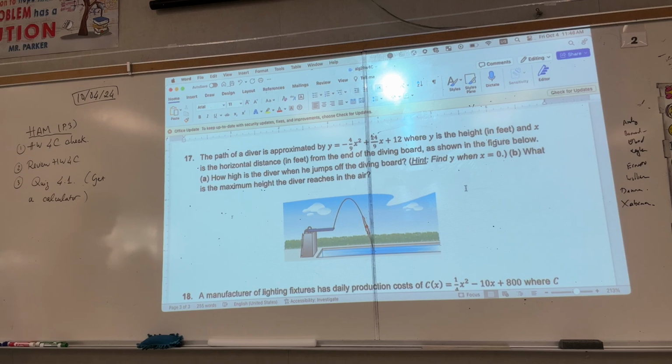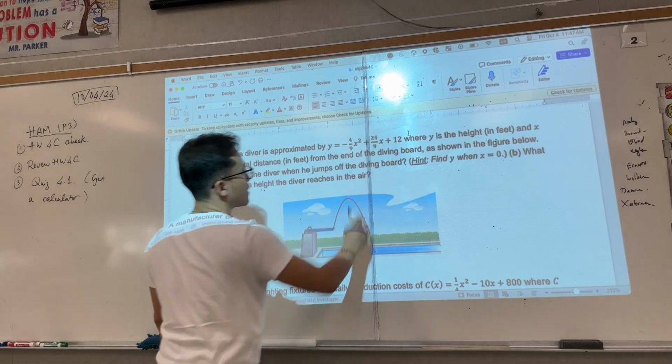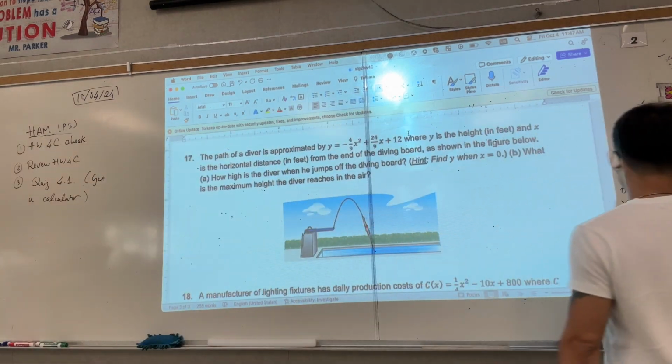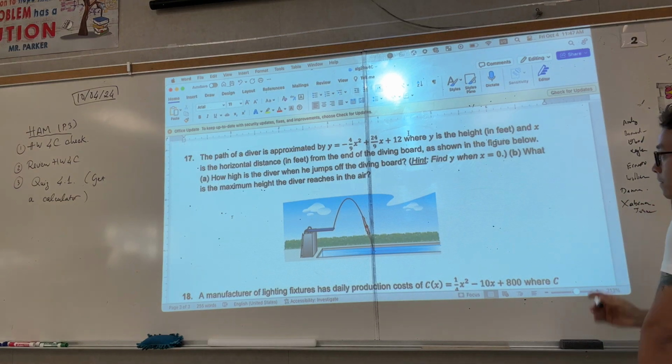Josue, can you read this? Analyze. A diver's path is approximated by y equals negative 4 over 9 x squared plus 24 over 9 x plus 12, where y is the height and x the horizontal distance in feet from the end of the diving board, as shown in the graph below. How high is the diver when he jumps off the diving board? Find the y when x equals 0. What is the maximum height the diver reaches in the air?